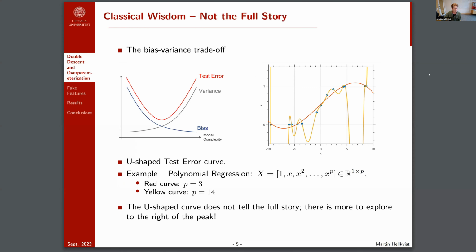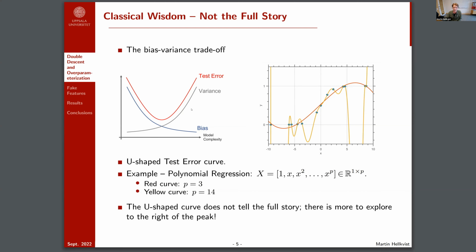And this notion is encapsulated in the classical wisdom of the bias variance trade-off, which is a guideline we use when it comes to determining appropriate model complexities or model size. So this plot to the left is a typical plot depicting the bias variance trade-off, where you have the model complexity on the x-axis and the test error on the y-axis as the red curve here. And this test error is decomposed into a bias component and a variance component.